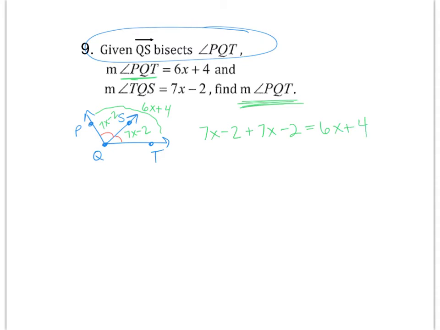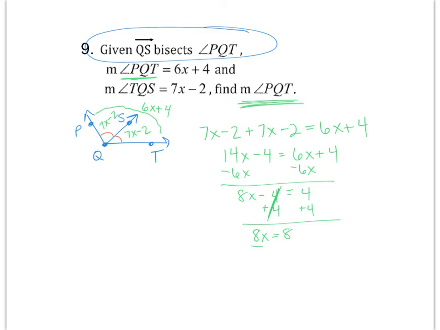So now combine your like terms. On the left, we have 7x and 7x. That's 14x. We have minus 2 and minus 2. That's minus 4. On the right, we have 6x plus 4. Now we're going to get the x's on the same side of the equal sign. So I'm going to subtract the 6x. So we have 8x minus 4 on the left and positive 4 on the right. Move your constant, which I have a minus 4 over here. So I'm going to add 4 to the other side. These will cancel. I'll have 8x equals 8. And then divide both sides by 8. And it's sort of strange, x equals 1.